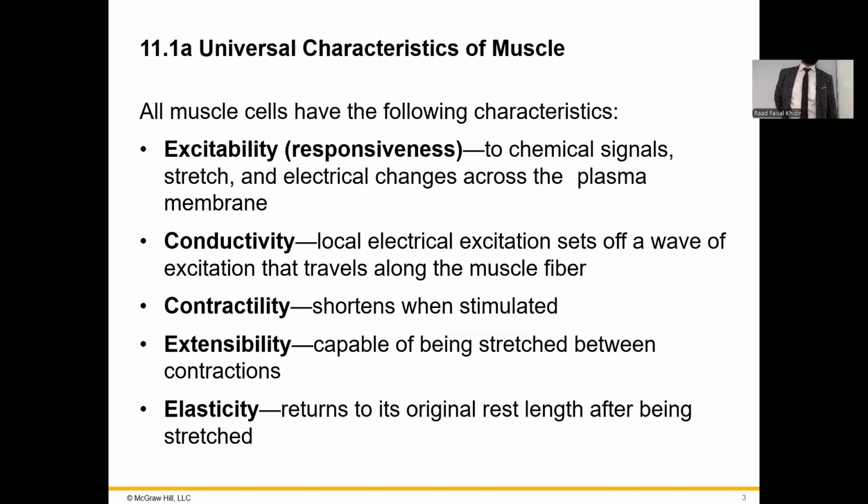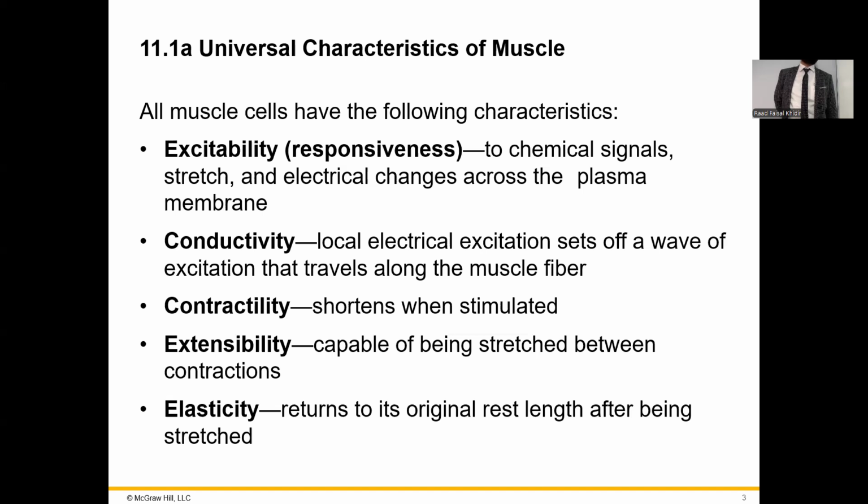What is excitability? It is the action potential passing through the nerve or the muscle membrane, causing different influx and efflux of ions across the membrane. Then what is conductivity? Conductivity is when local electrical excitation sets off a wave of excitation that travels along the muscle fiber.